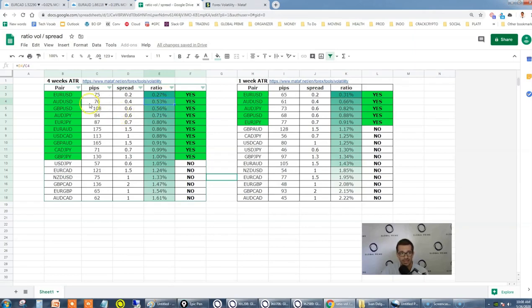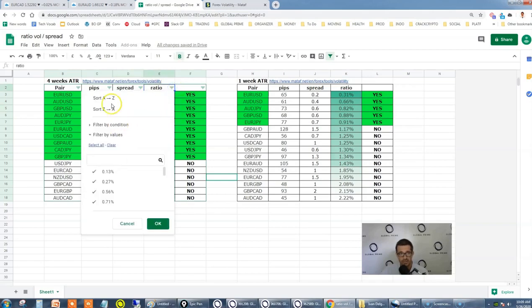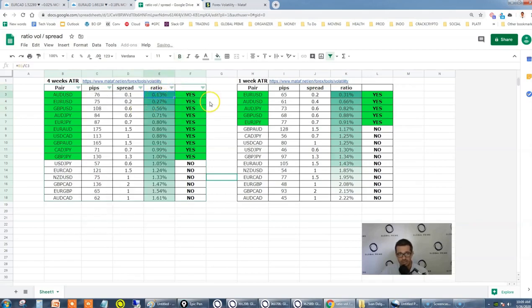Now looking at the next one, Aussie against the US dollar, it offers very similar levels of volatility, yet the spread here, you know, I did write 0.4, but typically is way lower, just because I think I typed these values yesterday, and yesterday was a public holiday, so obviously that was a little bit inflated. So let's just say that this is 0.1, so it makes it even better, 0.13%. Now on the other side of the spectrum, we have the Aussie against the Canadian.